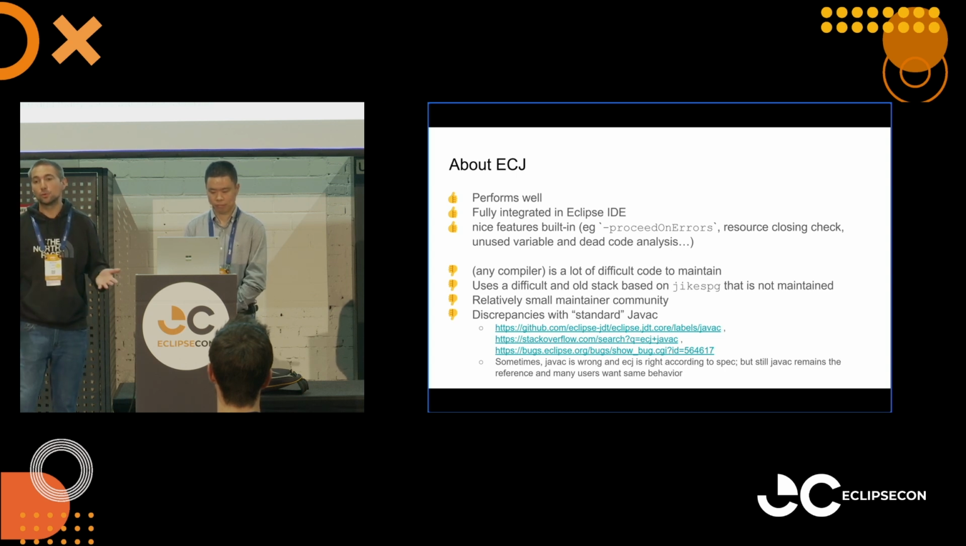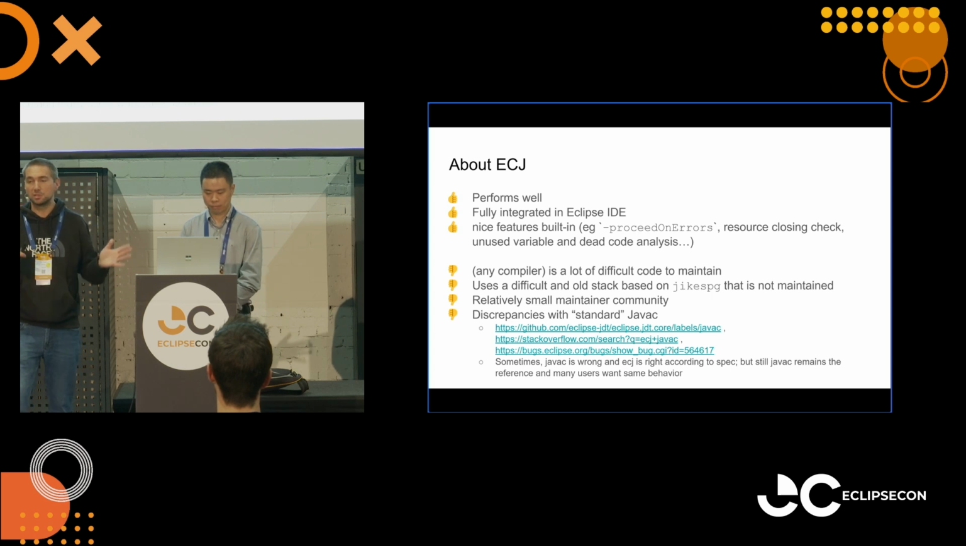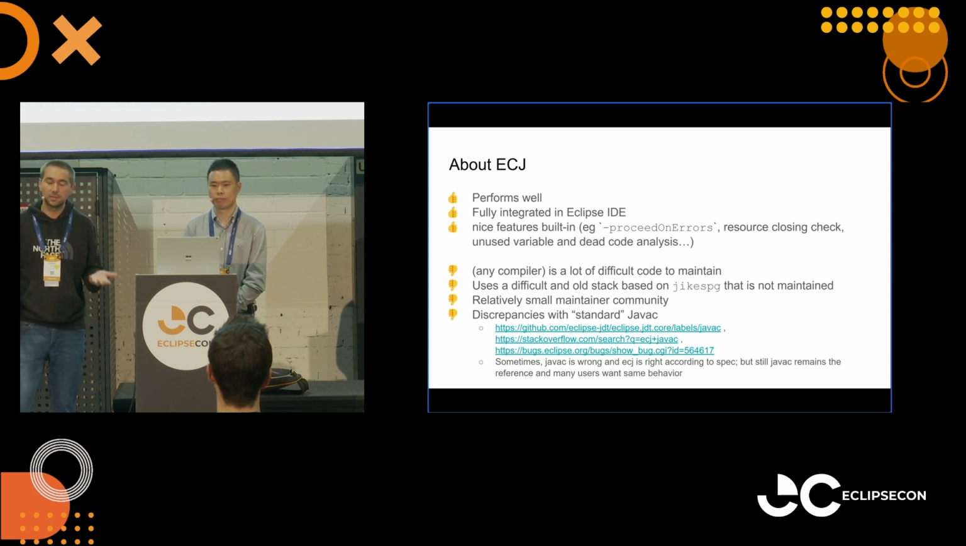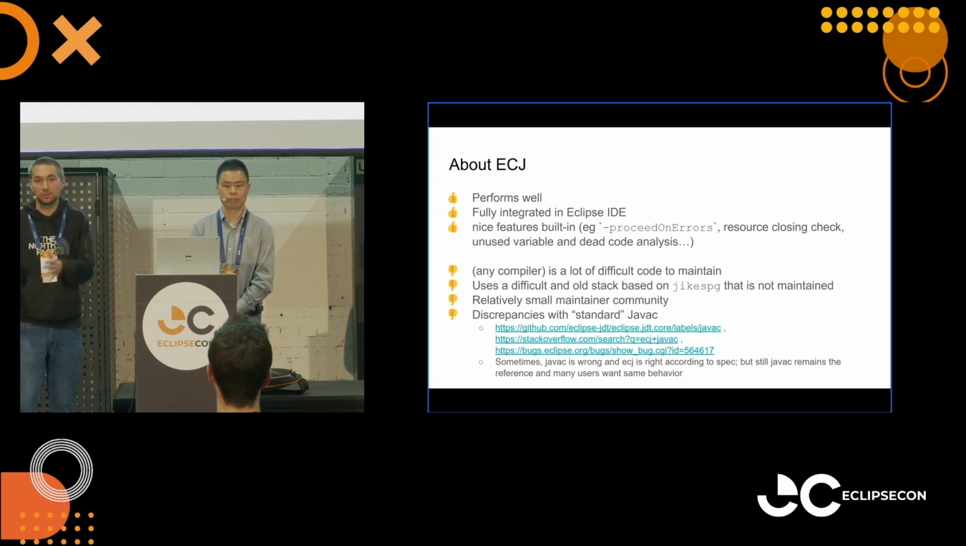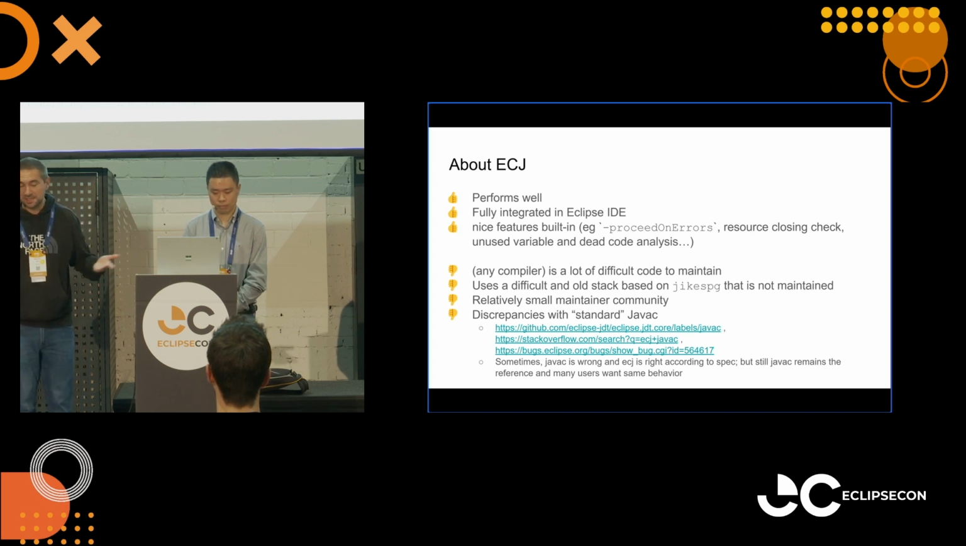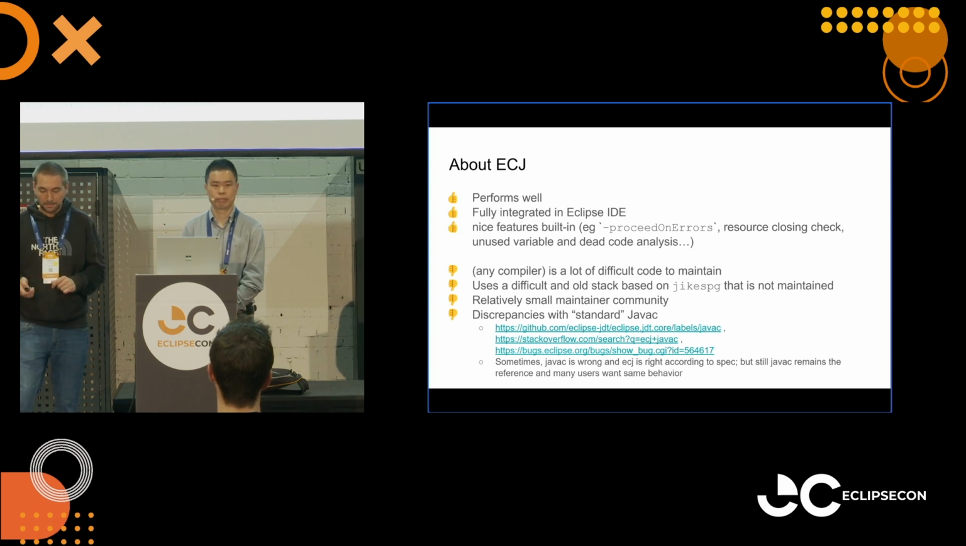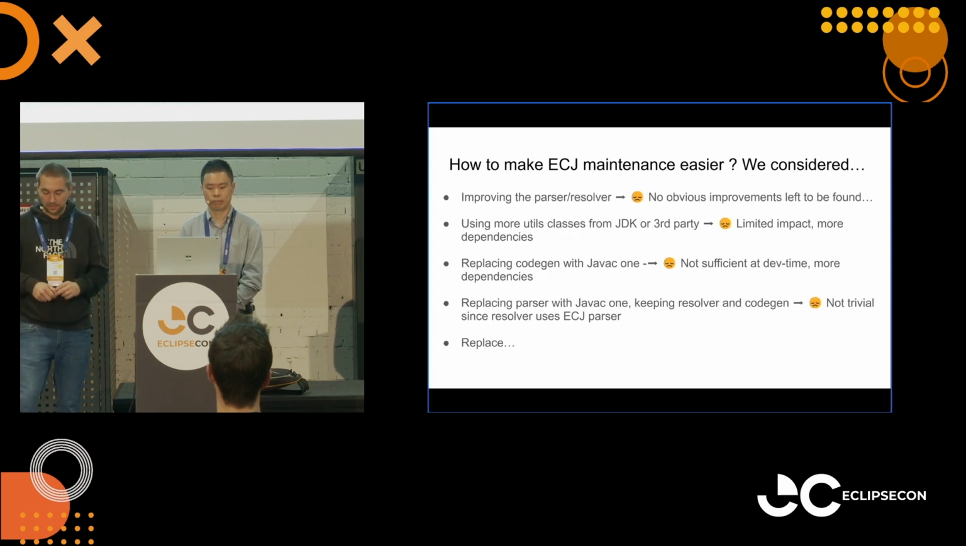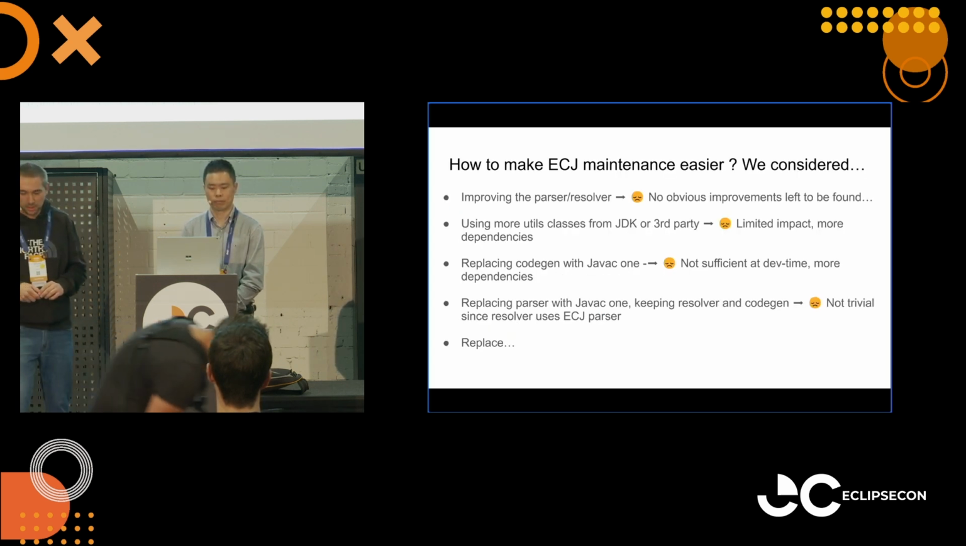And of course, because it's a different implementation, it can happen that ECJ doesn't behave like Javac behaves. It doesn't mean that it's wrong or right, it's just different, and users don't get the difference between different and wrong, so they assume that Javac is always right and ECJ is always wrong. That's sad, but that's how things are. So there are those advantages and pitfalls in ECJ.